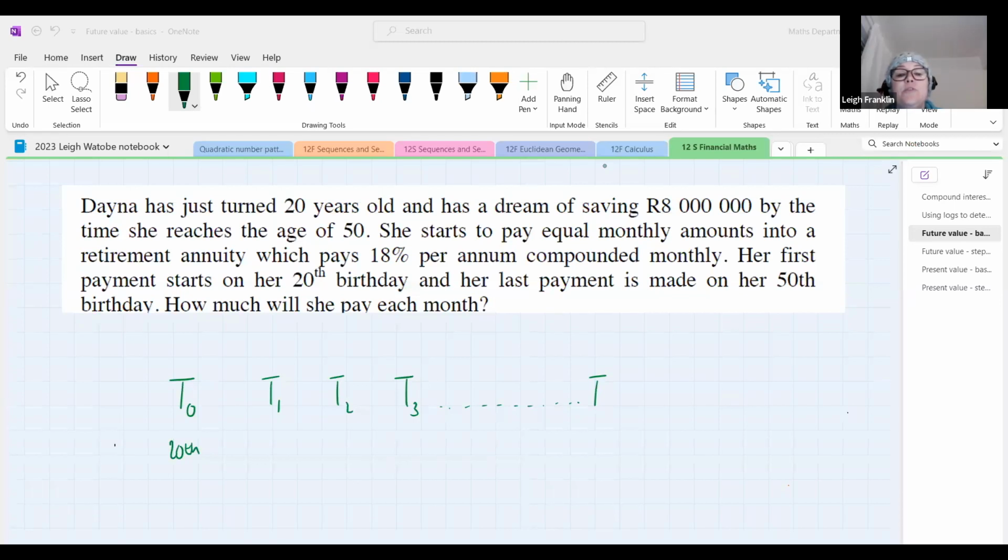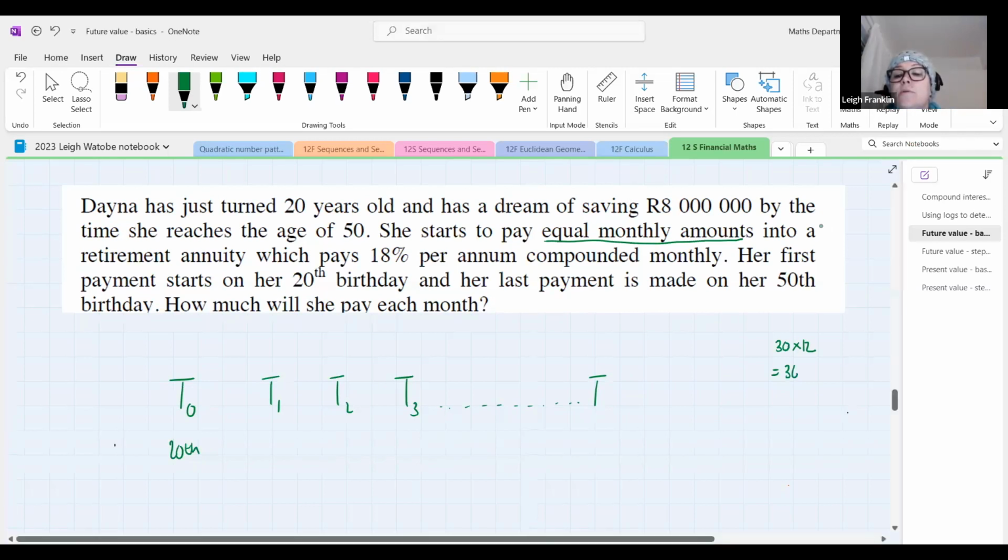So if we take 30, and remember she's paying equal monthly payments, we've got to times that by 12. What would we get? Yes, it does look like an immediate payment. I thought maybe it wasn't, but it is going to be another immediate payment. It's a bit irritating, isn't it? Okay, 360 is correct.